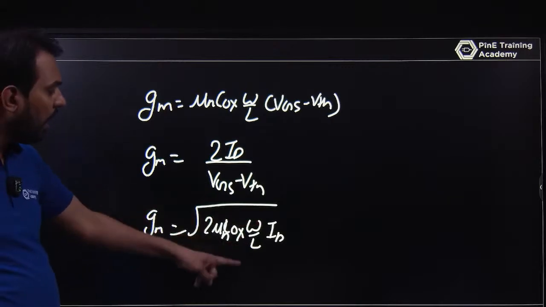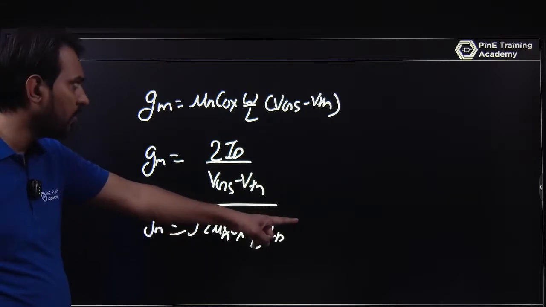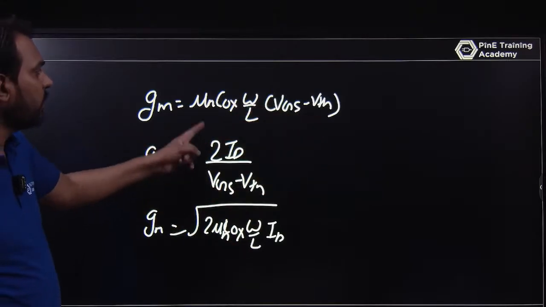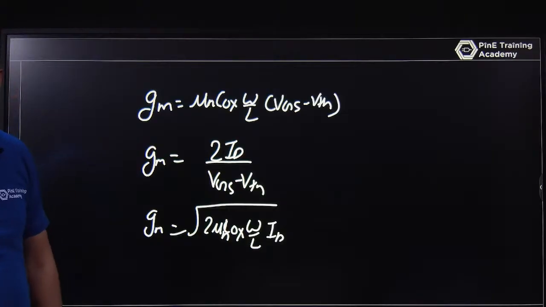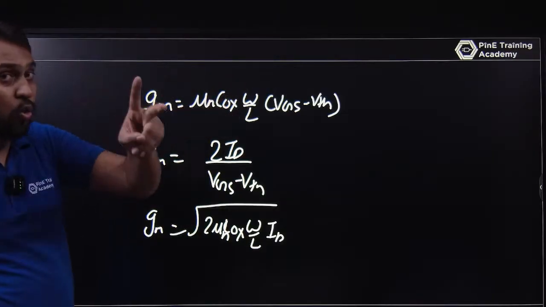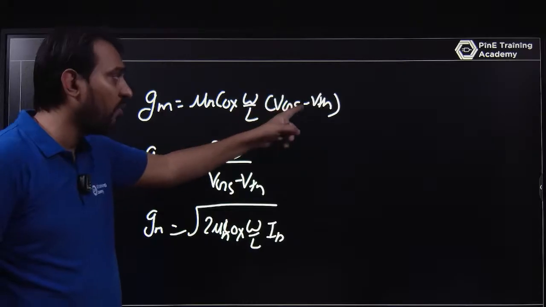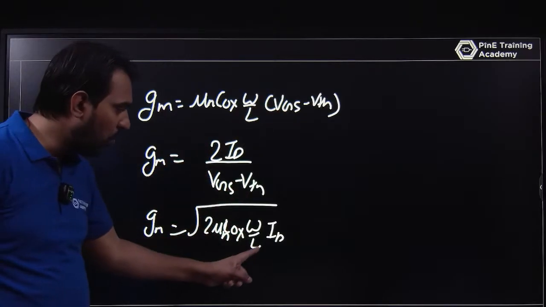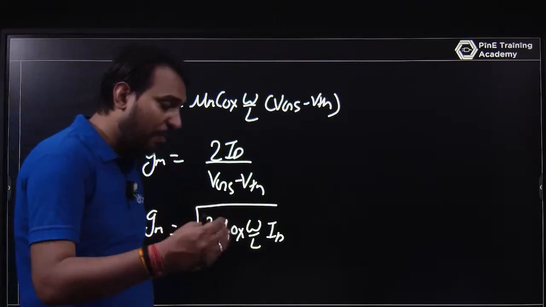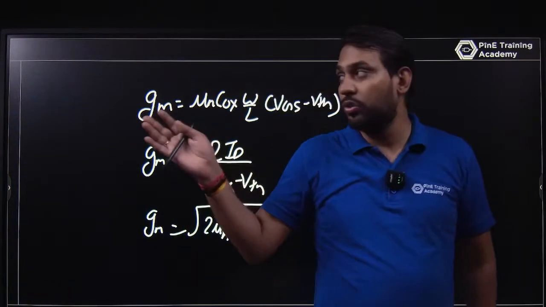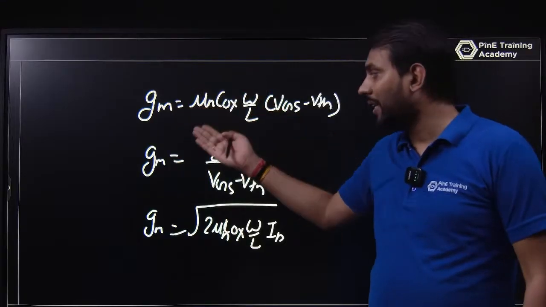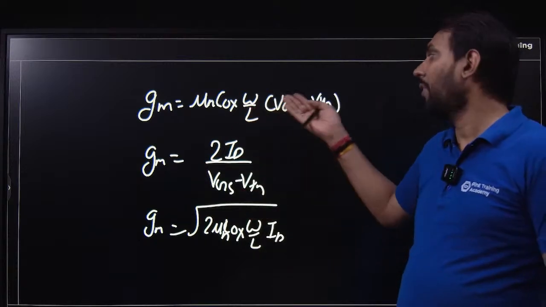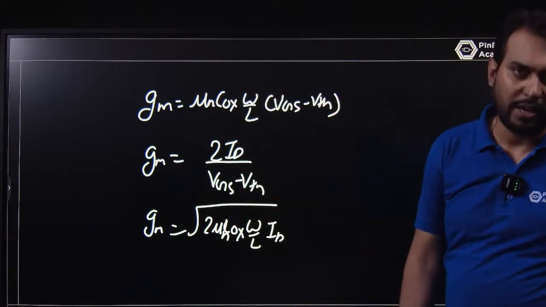You can check it: ID is equal to half mu n COX W by L times VGS minus VTH whole square. That will be equal to 2 ID upon VGS minus VTH is equal to GM. So every formula will have 2 parameter variations: W by L or VGS minus VTH; here you have ID or VGS minus VTH; you have W by L or ID. As per the parameter variation you have, you can use your formula. One of them is fixed and one of them will vary, and you can determine the transconductance.